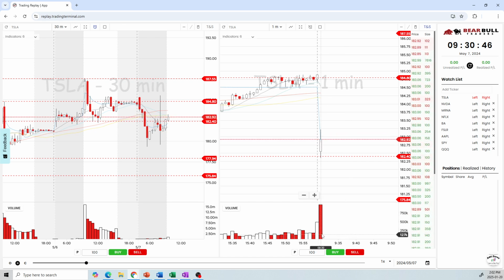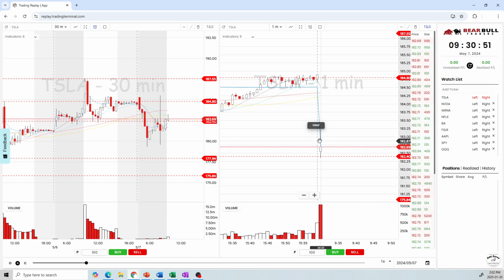And we saw nice volume, over 1 million shares. And we see here right now is a topping tail, no trades yet.